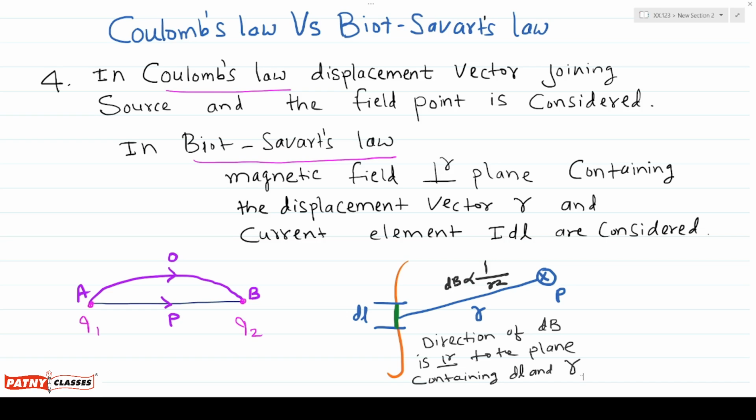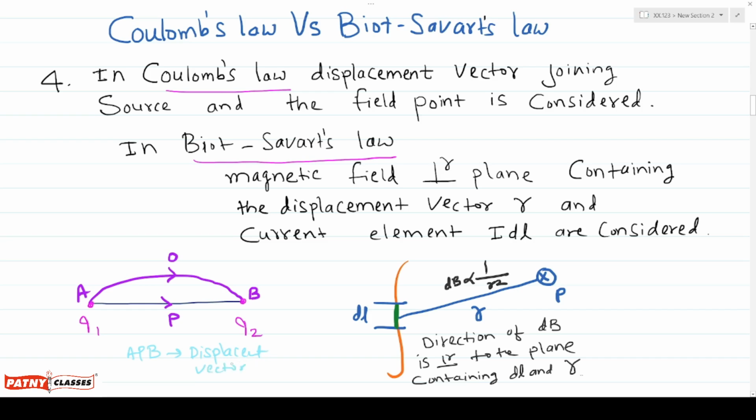Point number four. In Coulomb's law, the displacement vector joining the source and the field point is considered. What is the displacement vector? You see here, we have the path AOB and the path APB. The path APB is the shortest distance between Q1 and Q2. So the path APB is nothing but the displacement vector, the shortest distance between Q1 and Q2.